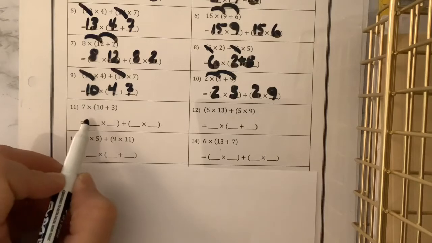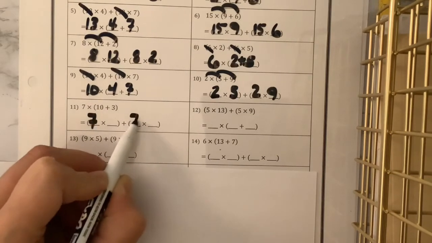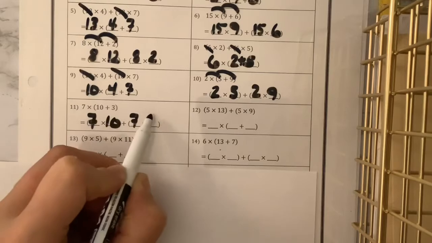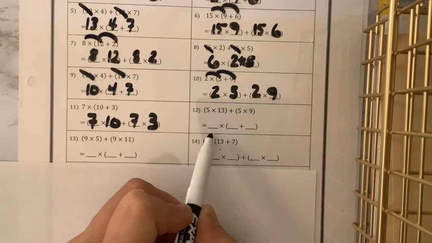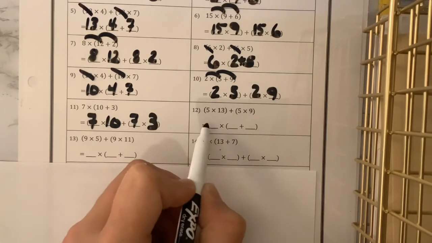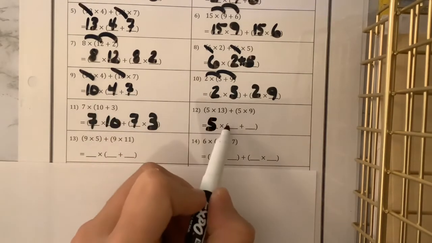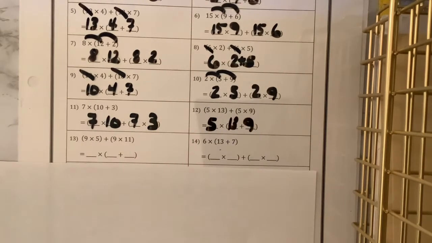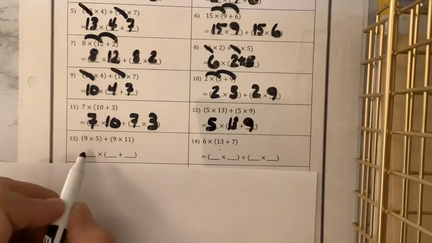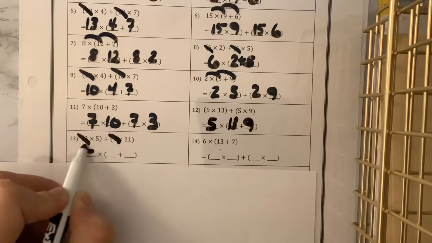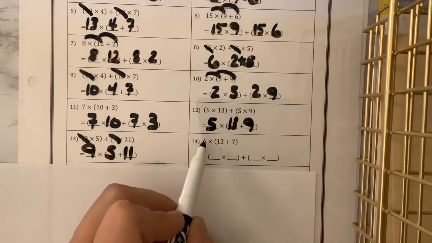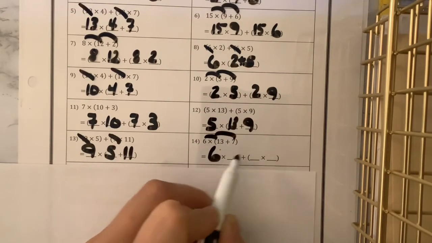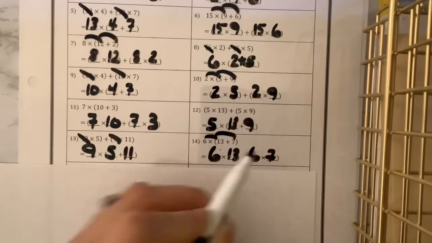So 5th graders, you should have distributed this 7 to both sets of parentheses and then filled in your 10 and 3. In this case, you should have pulled out a 5 and filled in your 13 and 9. Similar here, we're pulling out the number that we have 2 of, which is 9, and filling in our 5 and 11. And here we're distributing our 6 to each. 5th graders, how did you do? Hopefully that went okay for you.